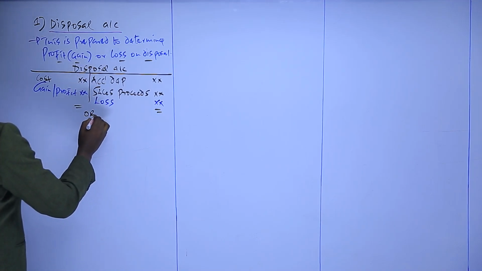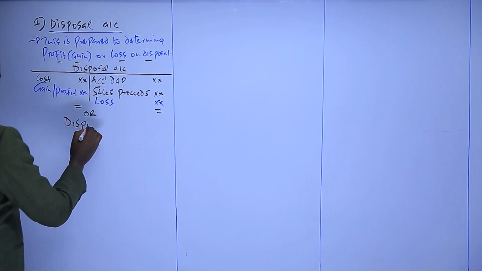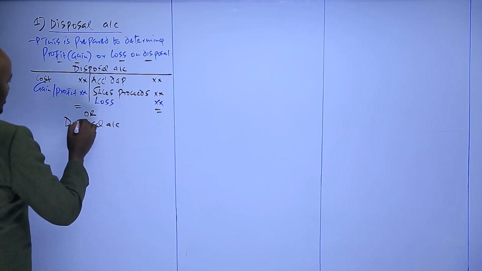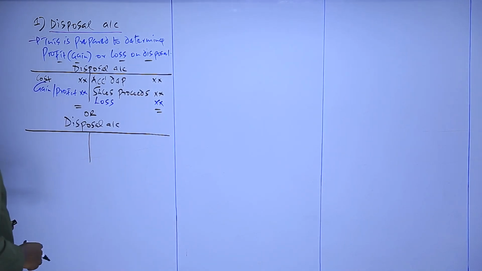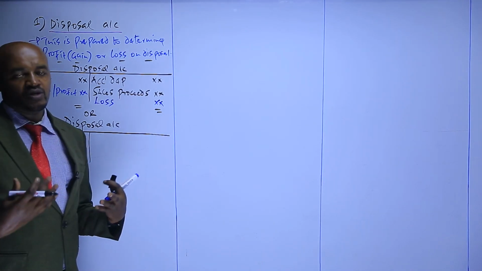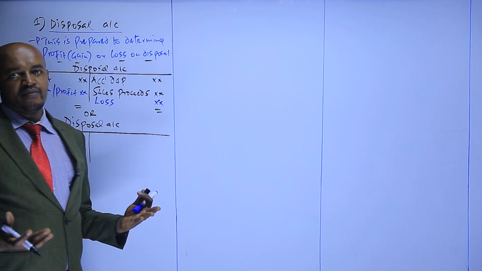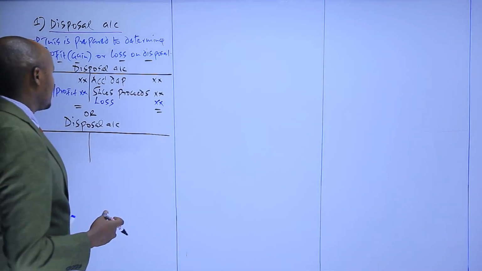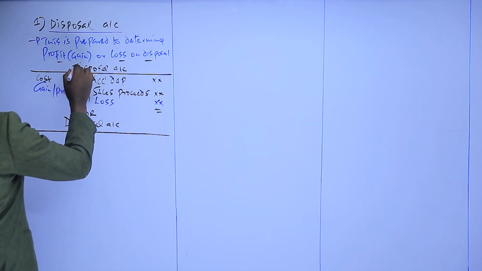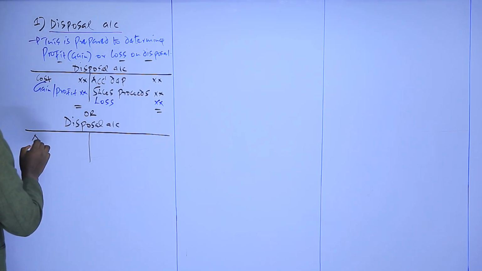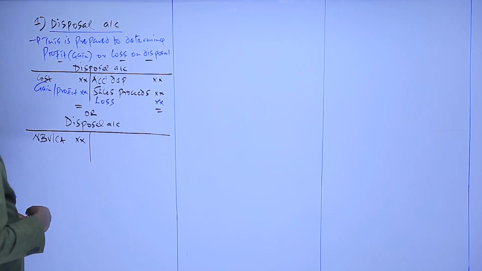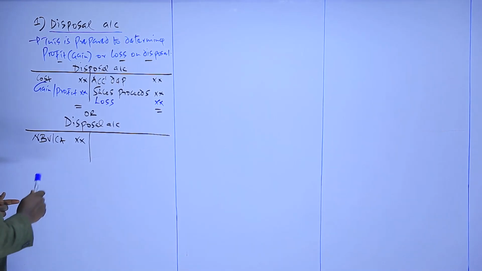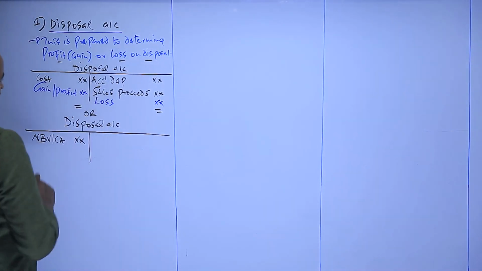Also, you can prepare this particular account in another way. This is the other format you can use to prepare the disposal account, and the format used here always depends on the information which is given to you by the examiner. Here we debit this account with the net book value, or the carrying amount, of the asset which was disposed of. This is the difference between the cost and accumulated depreciation.